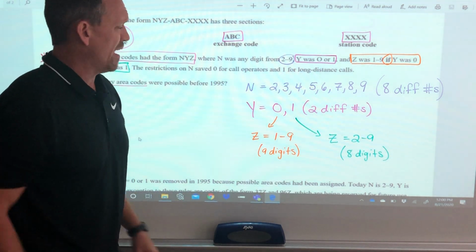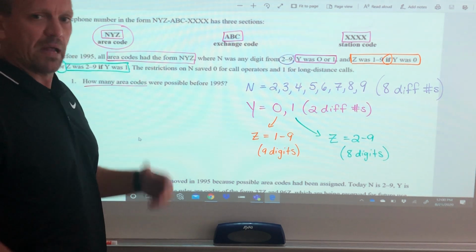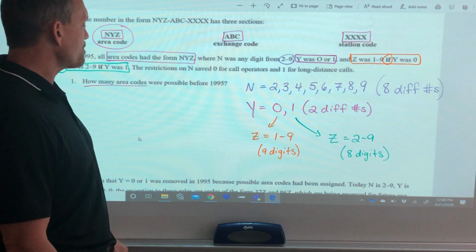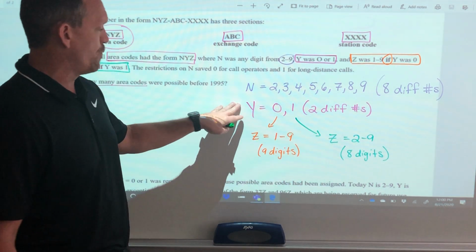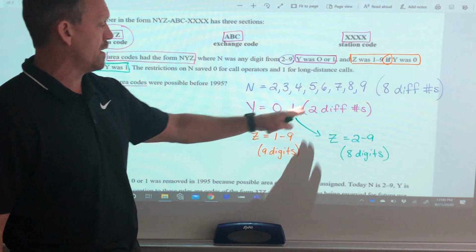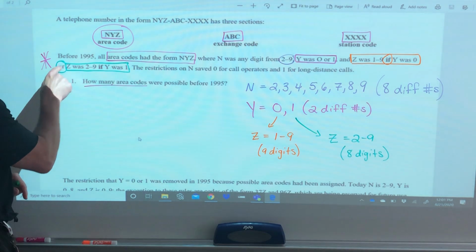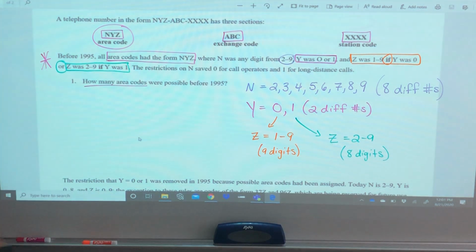You don't really dial 1 anymore for long distance. You just dial the area code. But in the past, you used to dial 1 and that determined that it was long distance. And these little restrictions that are here: if Y is 0, then Z could be this. If Y is 1, then Z could be that. This determines based on the OR. So you're going to have to build 2 different cases, if you will.